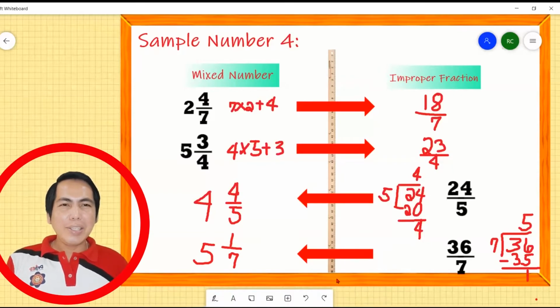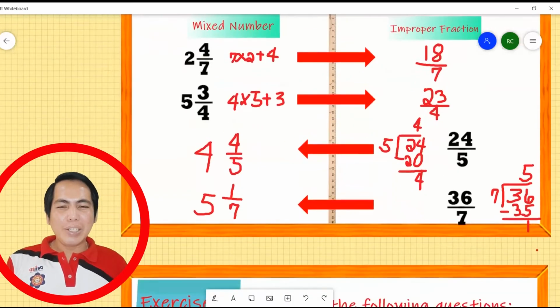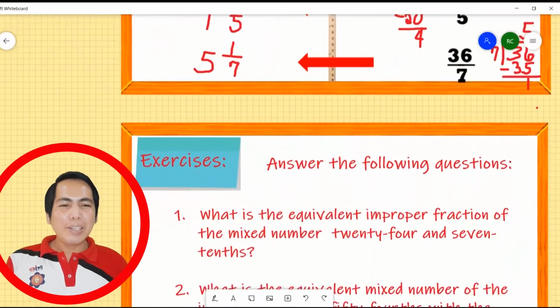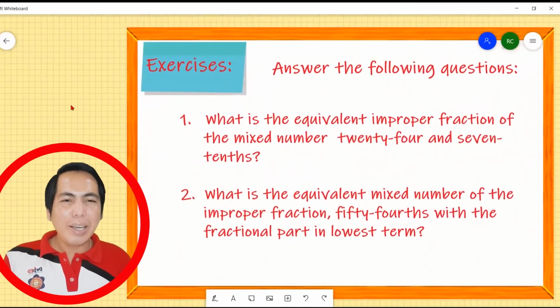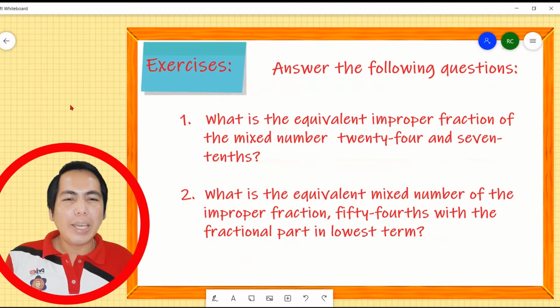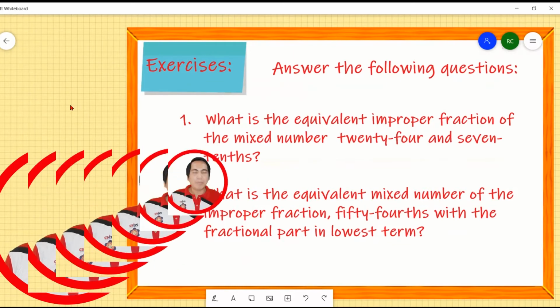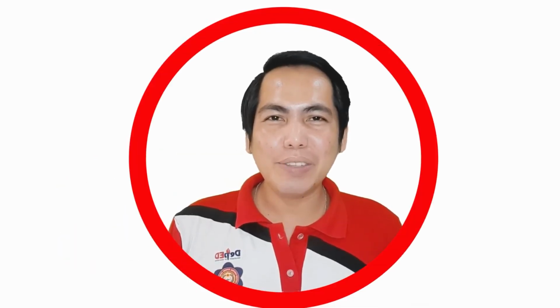So this time, it is now your turn to answer the following exercises. All you have to do is to answer the following questions, and then when you are done answering the questions, you may post your correct answers on the comments box found below. Now, question number 1. What is the equivalent improper fraction of the mixed number 24 and 7/10? And number 2, what is the equivalent mixed number of the improper fraction 50/4 with the fractional part in lowest term?